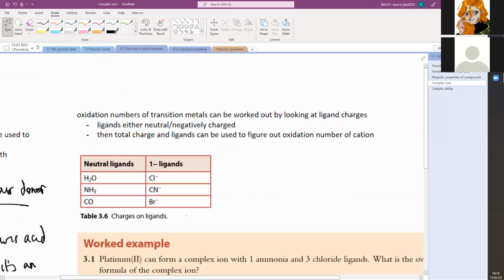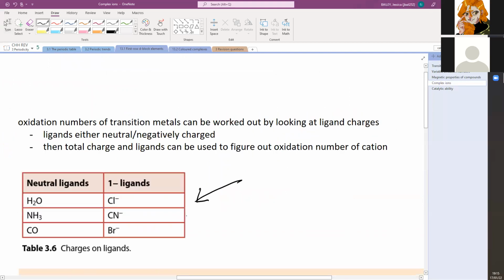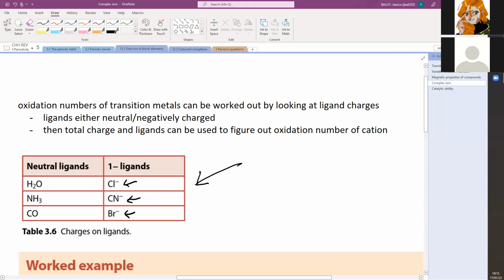These are things you should know, whether they're neutral or not. There may be a table. I think there is a table in the data book that tells you what the charges are. So chlorine and bromine, pretty self-explanatory because they form negative ions, and this is cyanide. So that's something to remember. And you can always use this to figure out what the charges are on your ion.